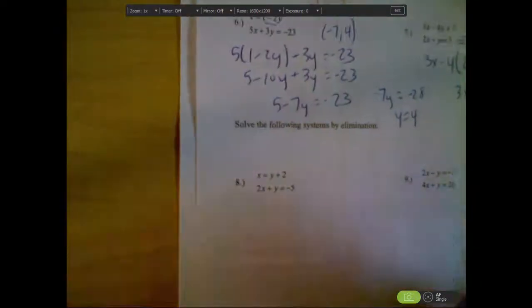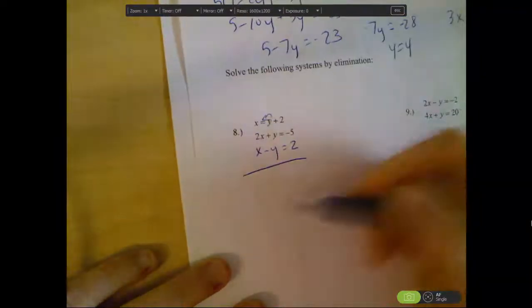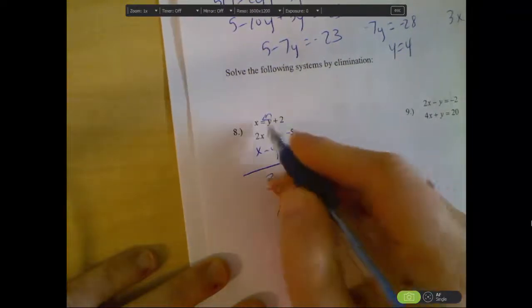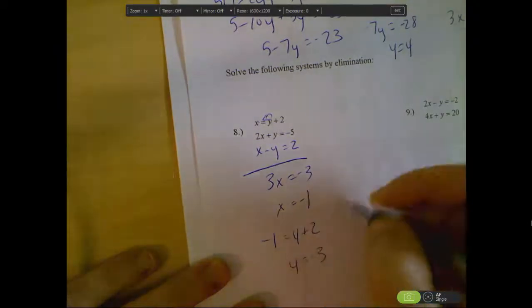Okay, elimination. In order to do elimination, everything has to be lined up. So I'm going to move this y to the other side of the equal sign. So it's x minus y equals 2. Now I can just add the equations together. I get 3x equals negative 3 and x is negative 1. If x is negative 1, y must be negative 3.